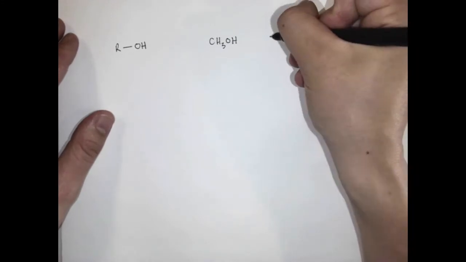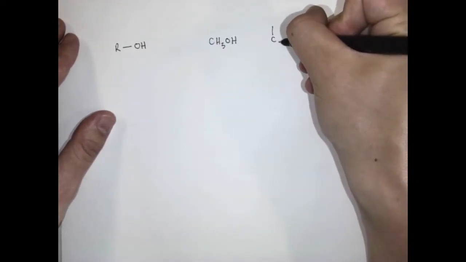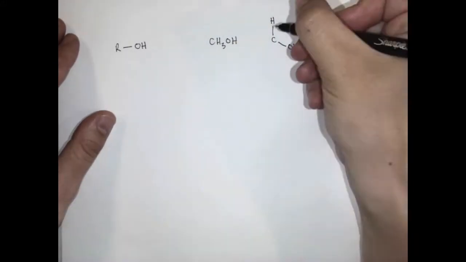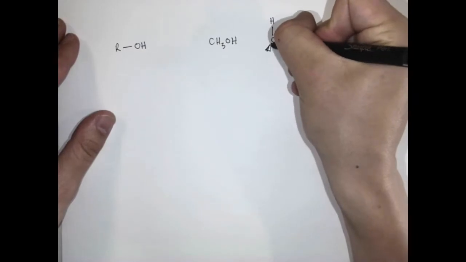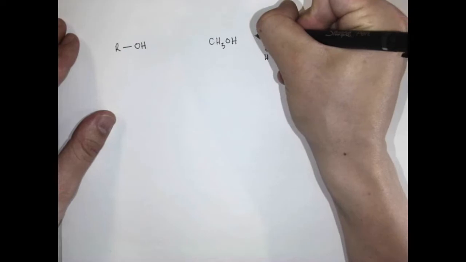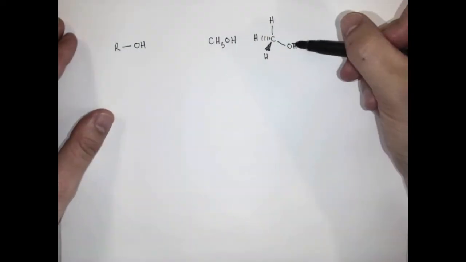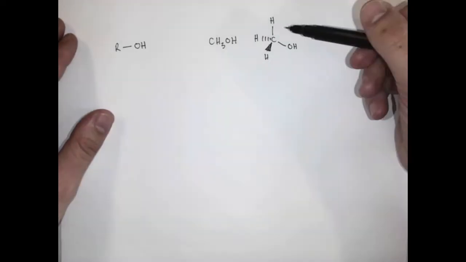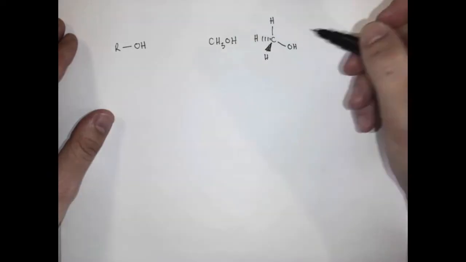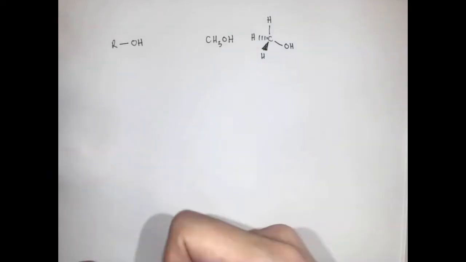And if I were to draw this out stereochemically, it would have a carbon in the center, a tetrahedral arrangement, and the three hydrogens and the one hydroxyl group are bonded to it in a tetrahedral geometry. And because I just have the one carbon, I would refer to this molecule as methanol.